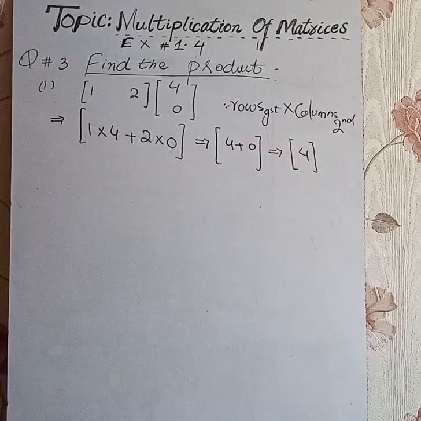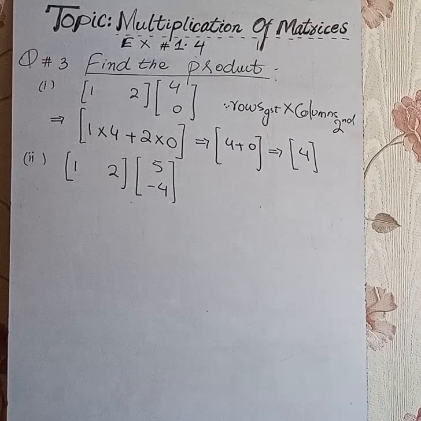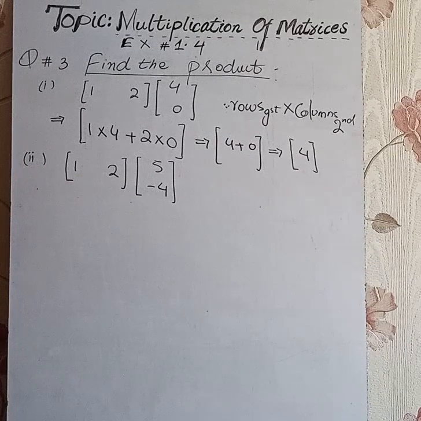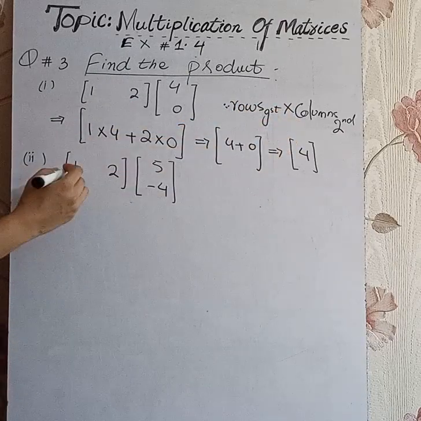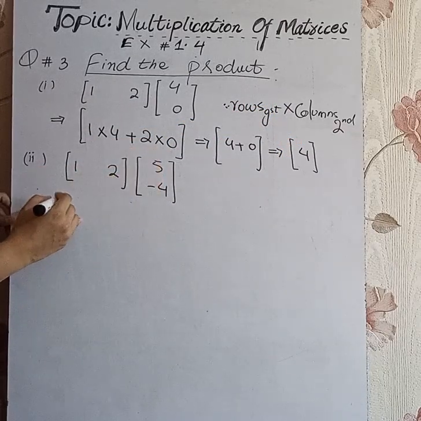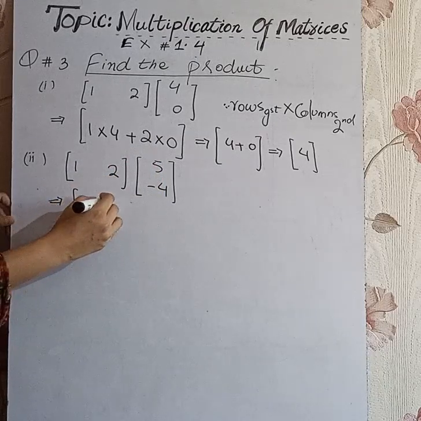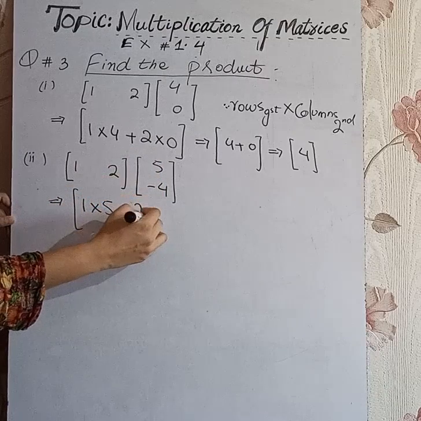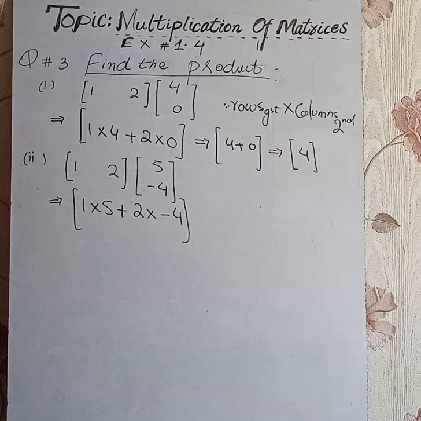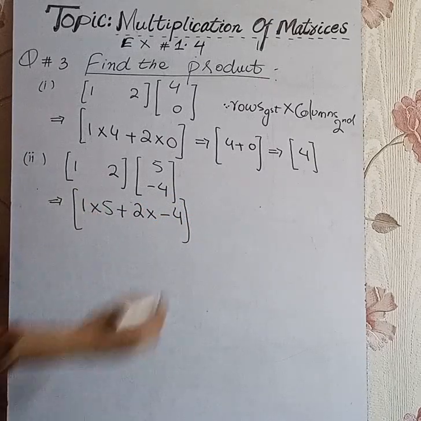Now we'll come towards part 2. Part 2 is 1, 2. The first matrix has one row and the second has one column. The same type of matrices are here, and the same rule we will apply. The rows will be multiplied to the columns of the second. So the row 1, 2 will be multiplied by 5, minus 4. So here this will be 1 multiplied by 5 plus 2 multiplied by minus 4. You can also put the bracket, you can also put here the sign of multiplication.